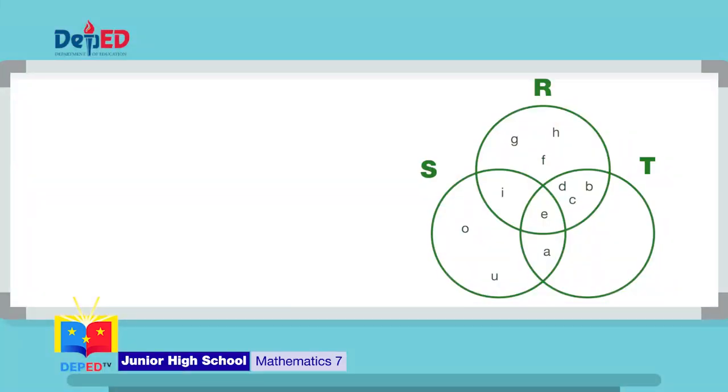Let us try another one, this time with the aid of an illustration using the Venn diagram. Given, set R is the set of letters between A to J. Thus, we have set R equals B, C, D, E, F, G, H, and I.